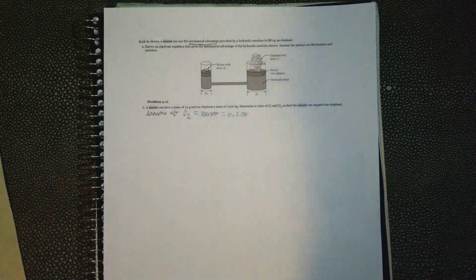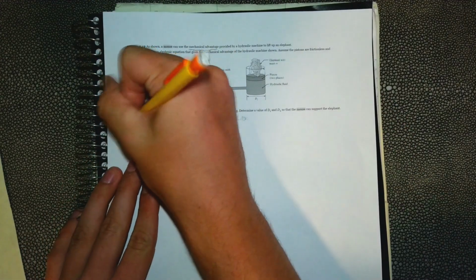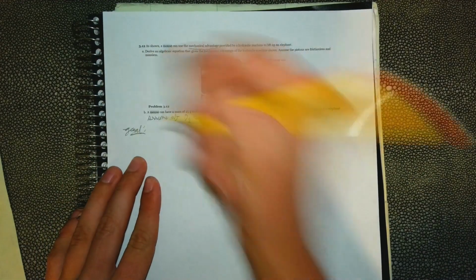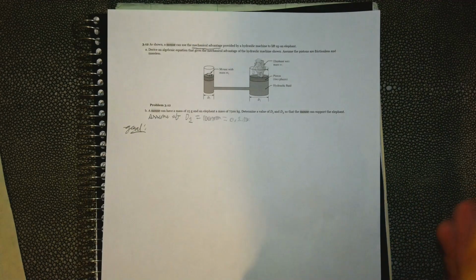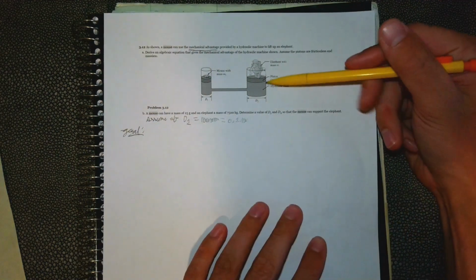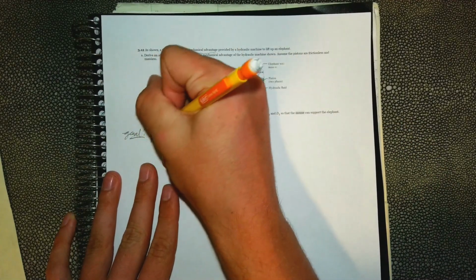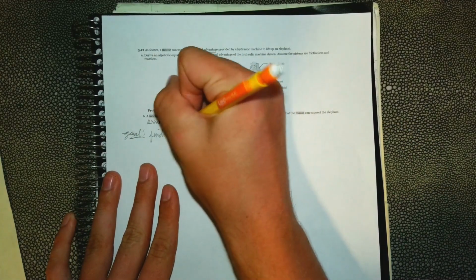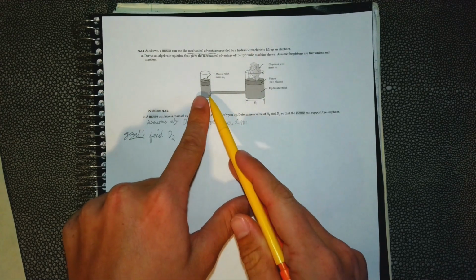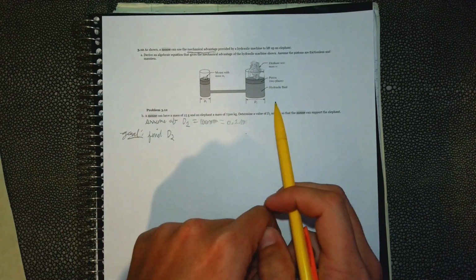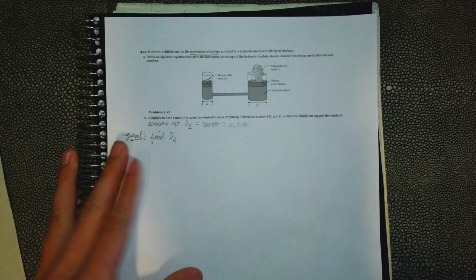Okay, first step is always to figure out our goal, right? Write down our goal. So our goal is to find a value of diameter 2, diameter 2 being the diameter for the elephant. So find diameter 2 that can allow the mouse to support the weight of the elephant, right?